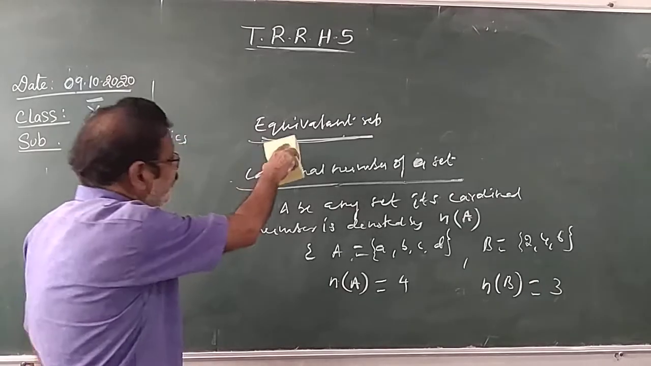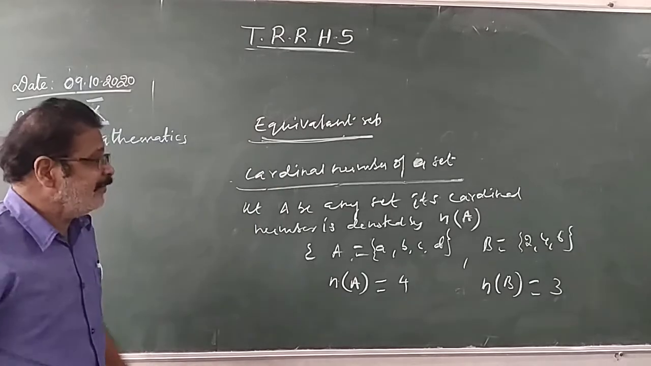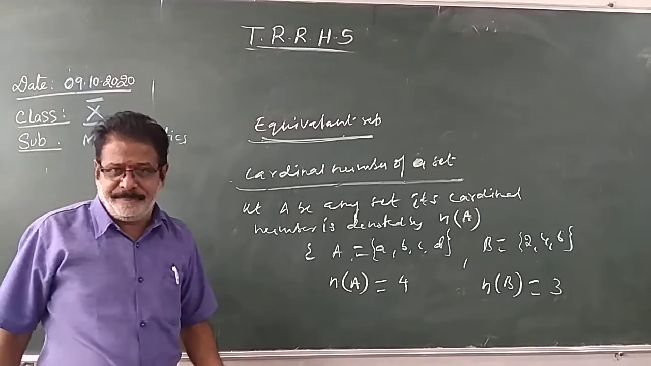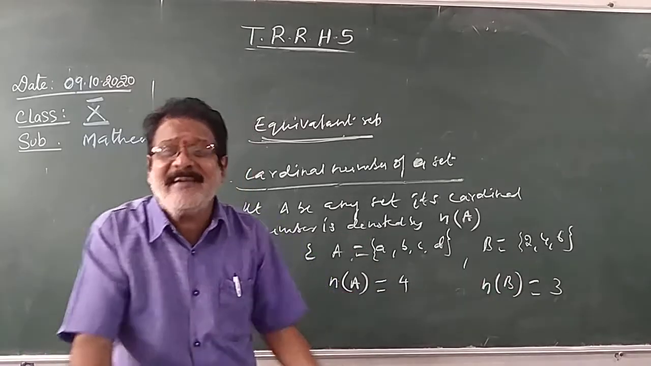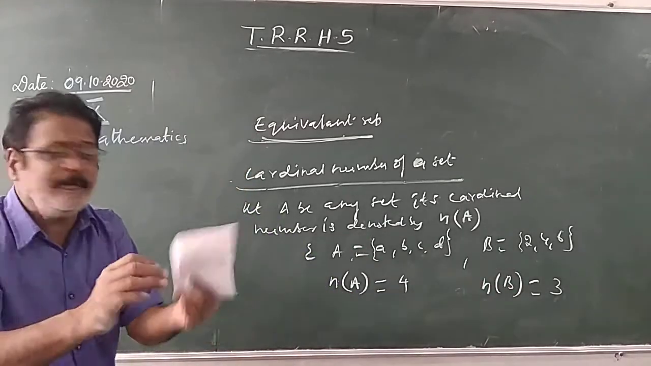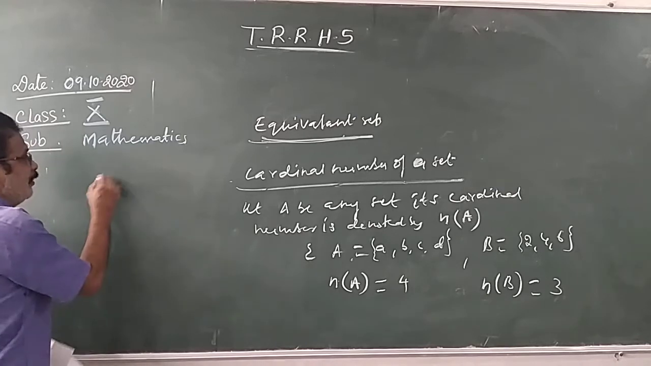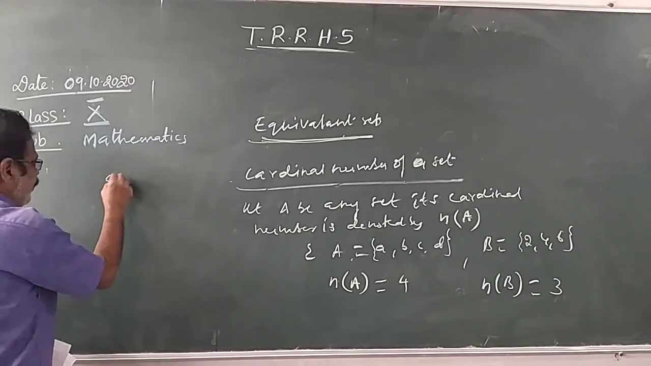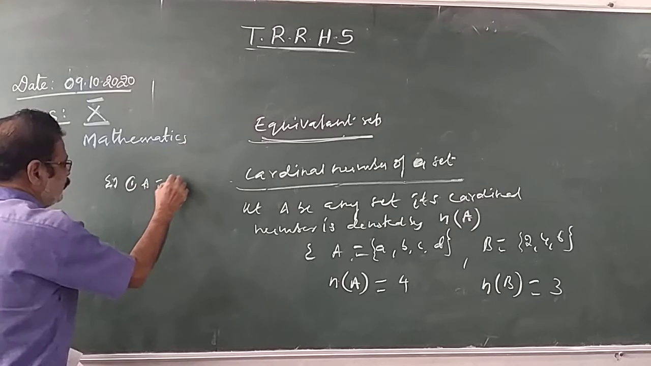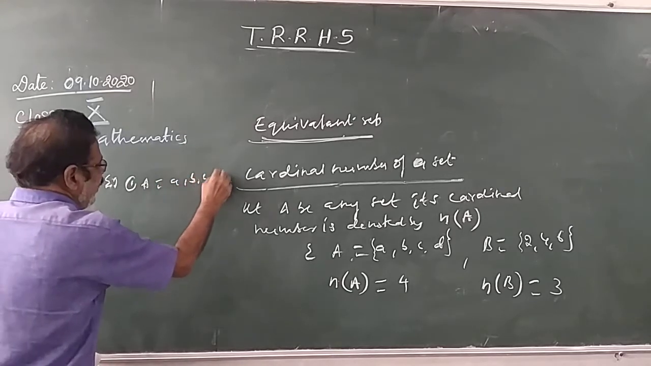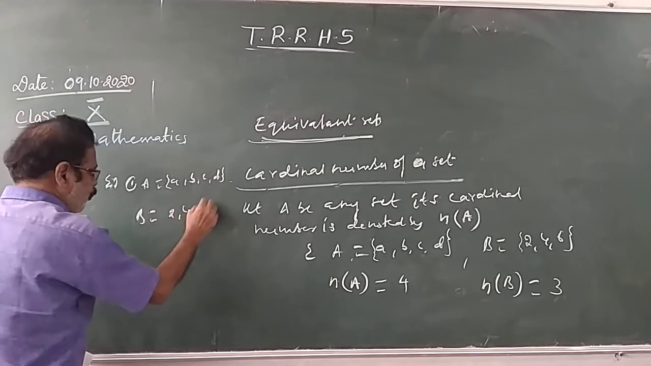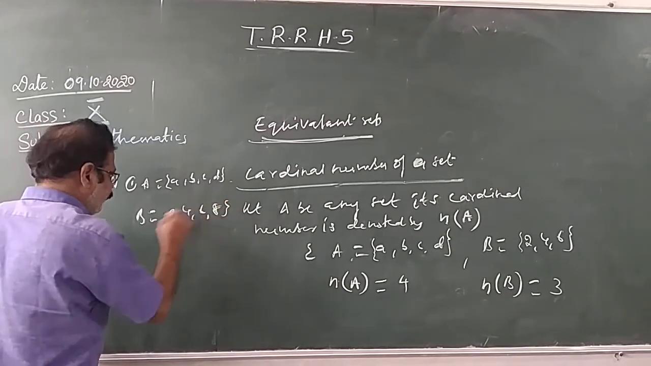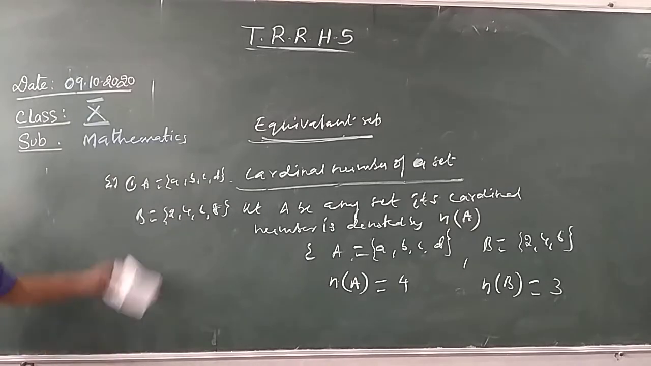So now let us discuss equivalent sets. What are equivalent sets? The cardinal number is same. If the A set has 3 elements, and in the B set there are 3 elements, they are equivalent sets. They need not be the same. For example, A equal to {a, b, c, d}, B equal to {2, 4, 6, 8}. They are equivalent sets.